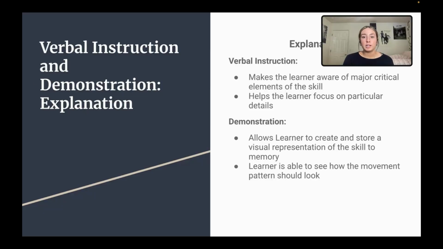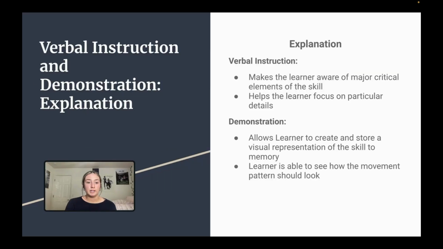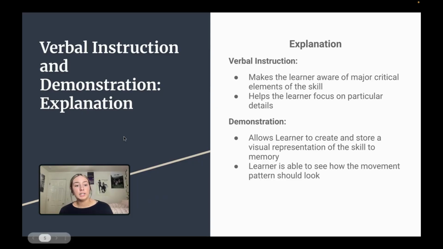So for verbal instruction and demonstration, I'm just going to define each of those. So verbal instruction is really important when teaching a skill because it makes the learner aware of the major critical elements of the skill. If you're just demonstrating it, it'd be harder to have the learner understand some aspects of it, which is why it's important to use verbal instructions, because there are some things that they may miss by just watching the demonstration. Helps the learner focus on particular details.